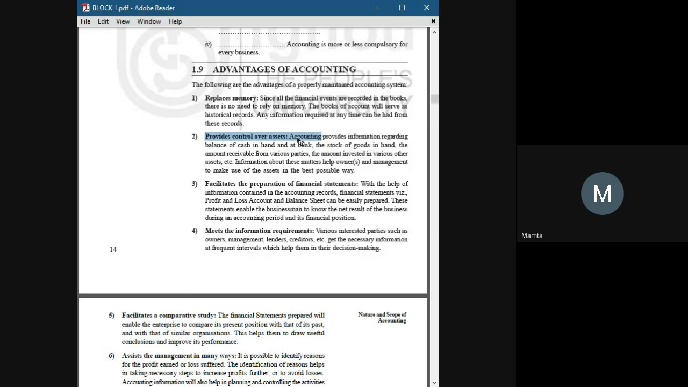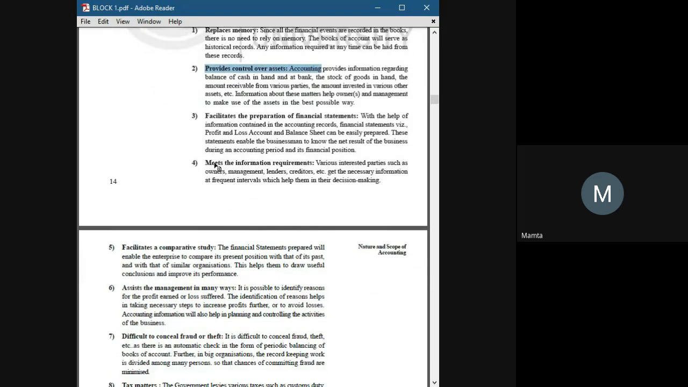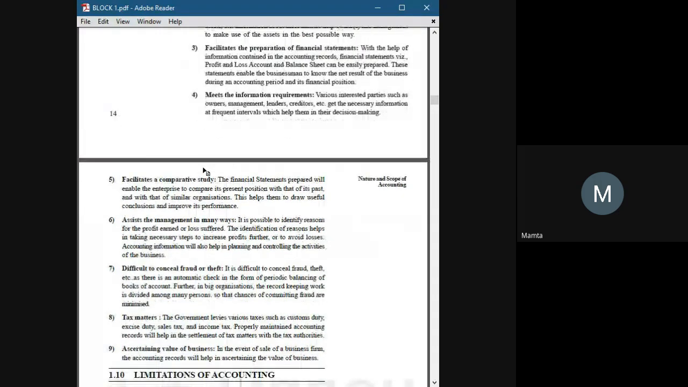It facilitates the preparation of financial statements. Accounting facilitates the preparation of financial statements or final accounts. If we don't record any transaction, then how can we prepare a profit and loss account and balance sheet out of it? So accounting is what helps us prepare final accounts or financial statements. It meets the information requirement. It helps us tell about business position to others, to outsiders or inside users.